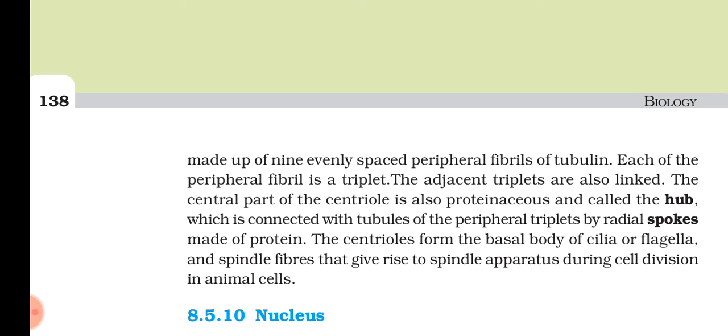So is it clear? The structure is almost the same as the structure of flagella or cilia. For study purposes it will be easy if you compare and study. There will be peripheral fibrils made up of triplets of tubulin, and then the central part is known as the hub, and each of the triplets will be attached to the hub by radial spokes, and these adjacent triplets are also linked.